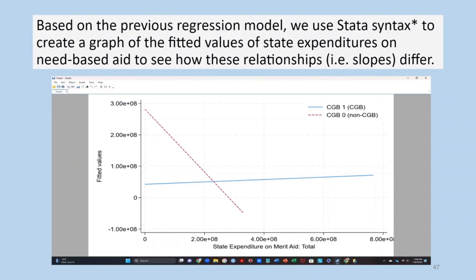So the relationship between the fitted values of need-based aid and state expenditures on merit-based aid differs, that relationship differs by the type of state governance you have here. Okay? And that might be important to show. That might be something that you're interested in. That might be part of your proposal, right? That you want to see this difference.